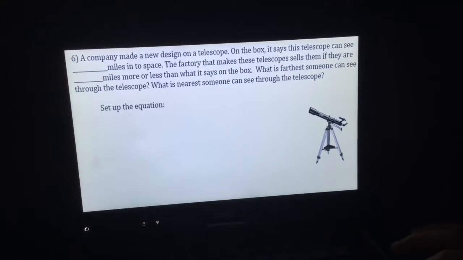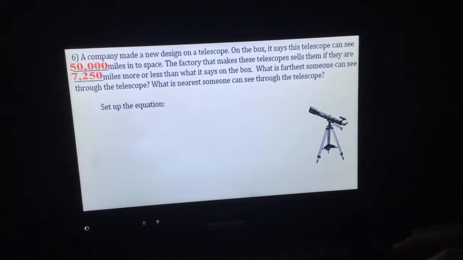All right guys, here's the last problem, number 6. Now what's missing in number 6 is the number 50,000 and the number 7,250. Go ahead and do this one on your own, read it carefully, set up the equation and solve it.